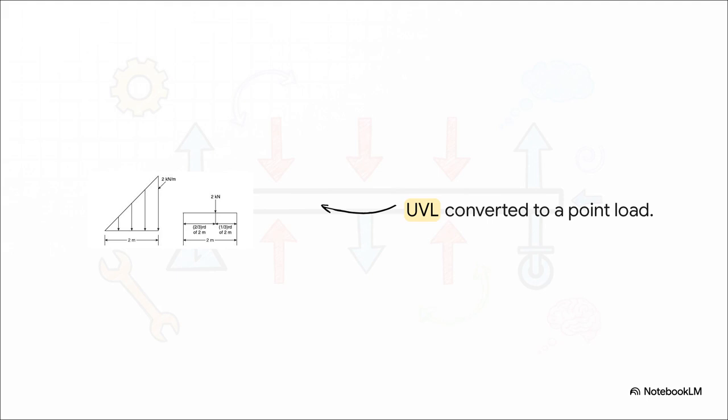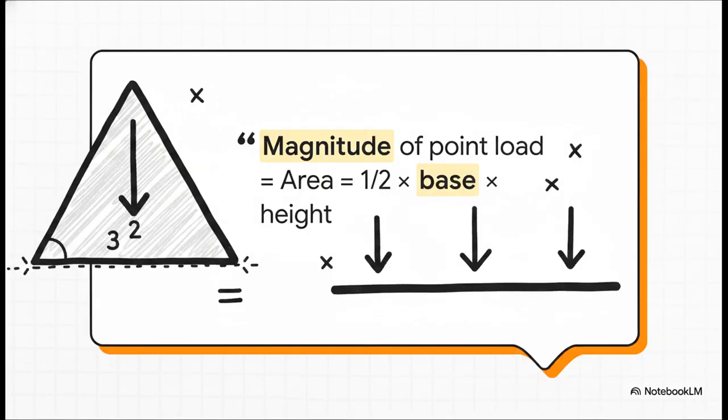You know, the one shaped like a right triangle on your diagram. The tactic shifts just a little bit here. This represents a load that steadily increases in intensity from 0 at one end all the way up to a maximum at the other. To find the total point load for this one, we literally calculate the area of the triangle: 1/2 times the base length times the height magnitude.